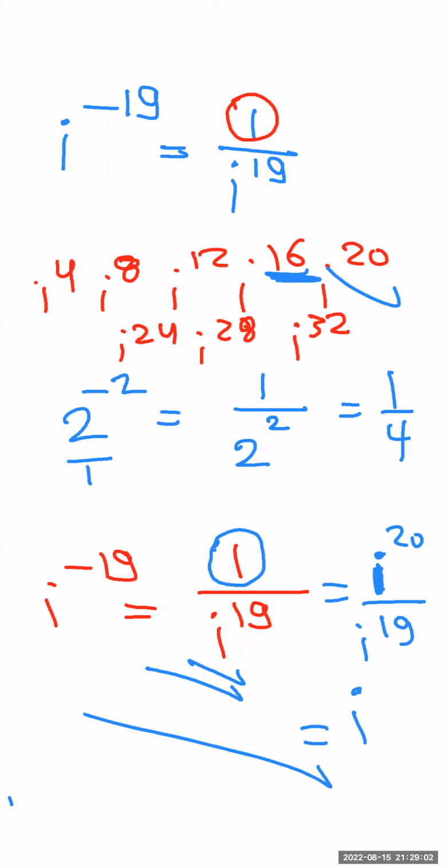Again, I to the power negative 19. First step, 1 over I to the power of 19.